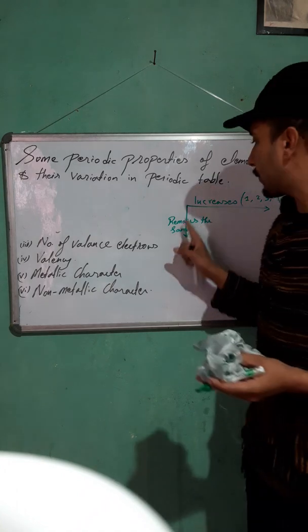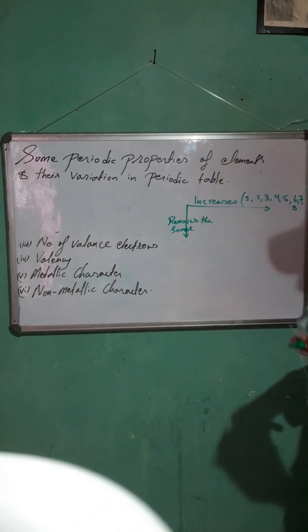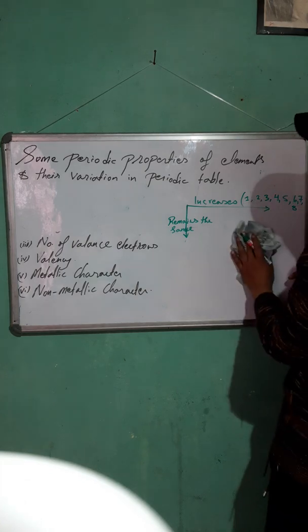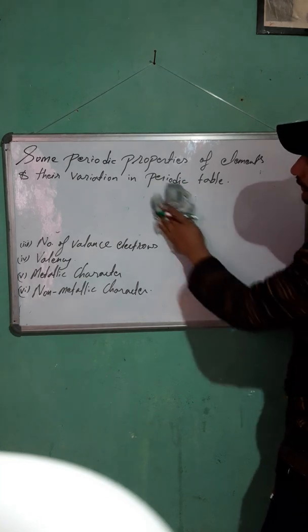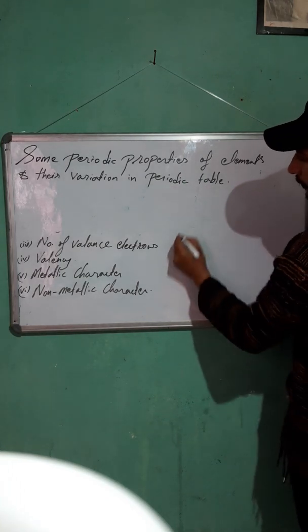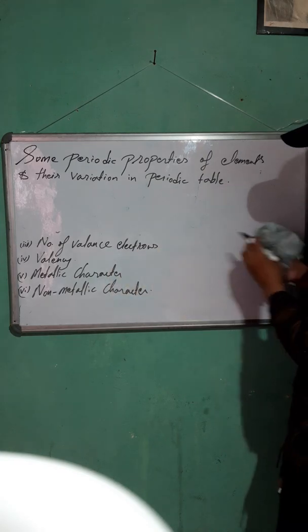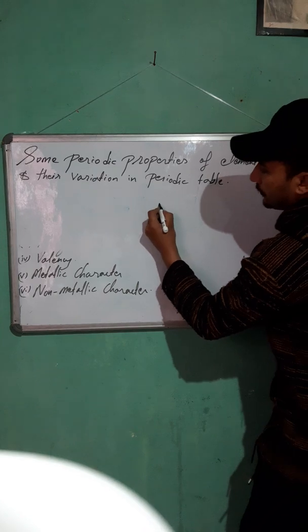It remains constant. For group 1, it is 1. For group 2, it is 2. For group 3, it is 3. Group 13, it is 3. Like that. Okay, next we have valency. Number 4 is valency.